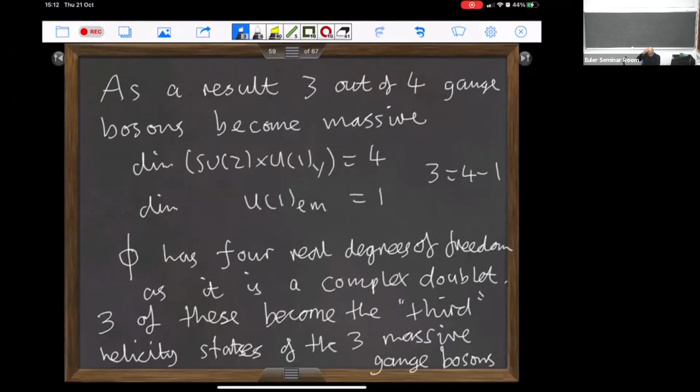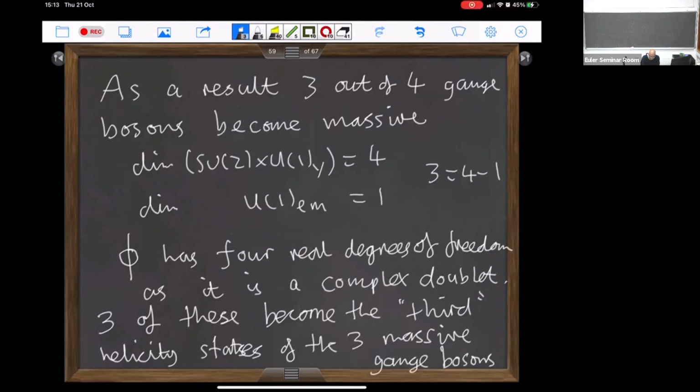Now, as a result of this symmetry breaking pattern, since SU(2) times U(1) has dimension 4, we started off with 4 massless gauge bosons. And since U(1) has dimension 1, it means that 4 minus 1, i.e. 3 gauge bosons, become massive due to this mechanism.